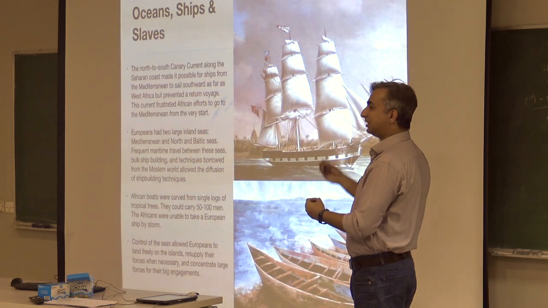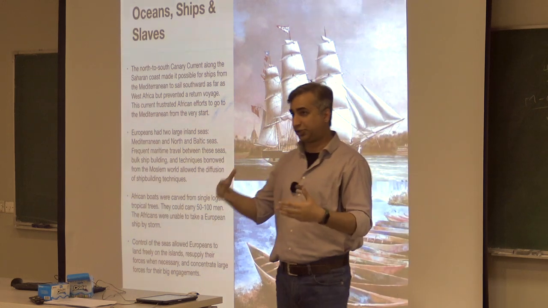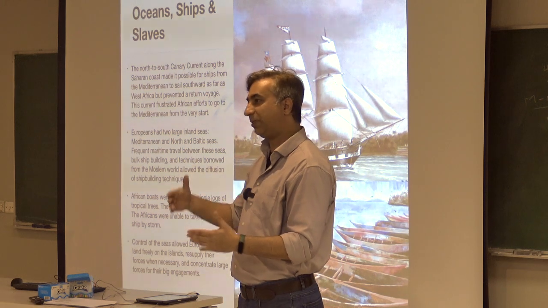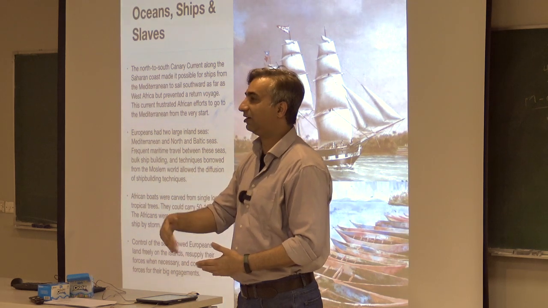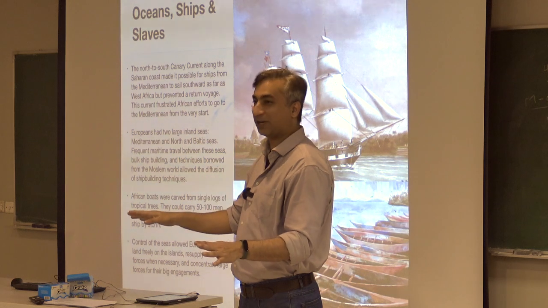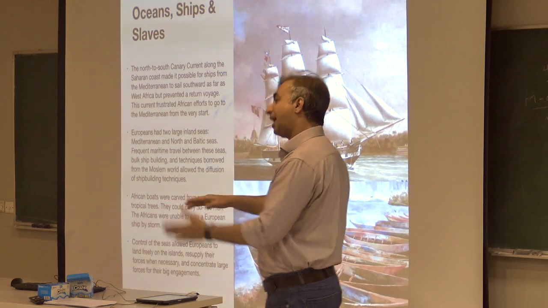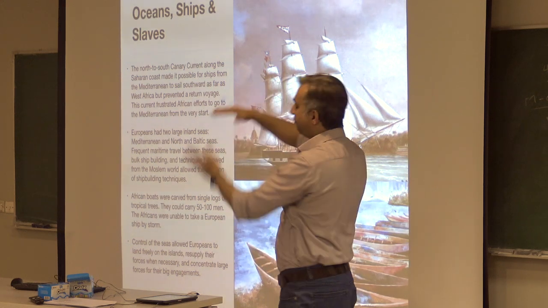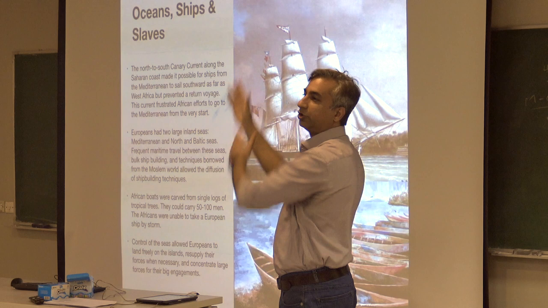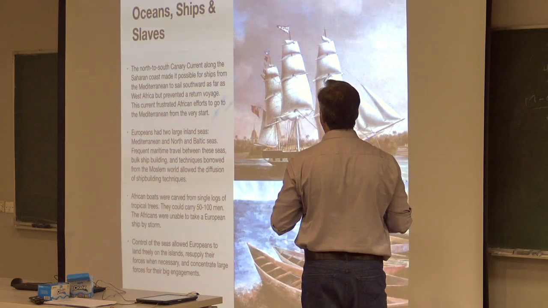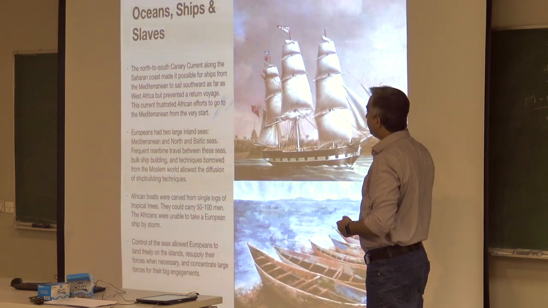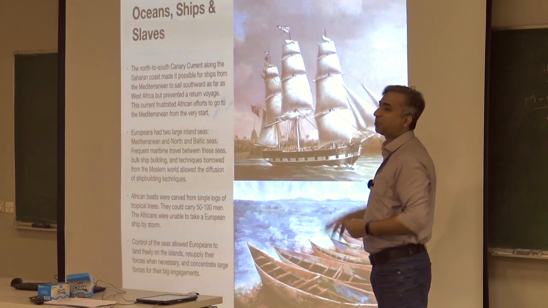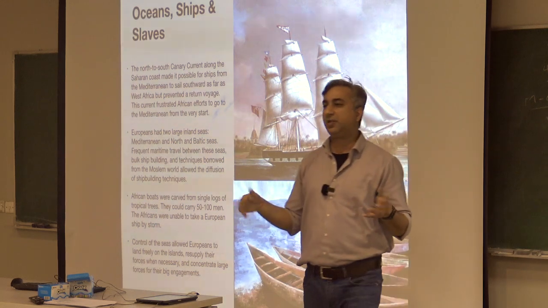What that meant was that until you had ships that could weather those currents, it was not possible for people to really go to Africa and come back. If you went to Africa, that's where you had to stay. And that's why it was also not possible for Africans to come to the Mediterranean or to go from the west coast of Africa to the northern seas. It was very difficult until you had these big ships. Well, these are the kind of big ships that the Europeans were able to build. They were able to build these ships because they were mainly a seafaring people.